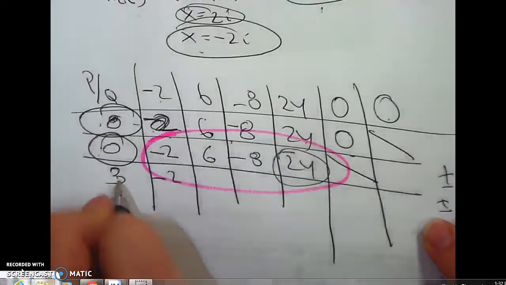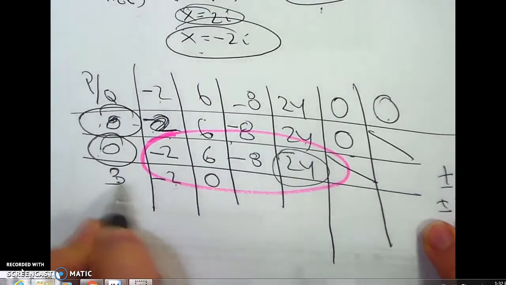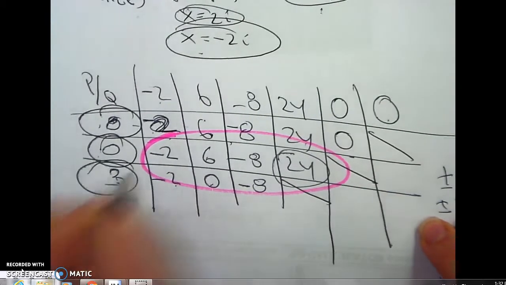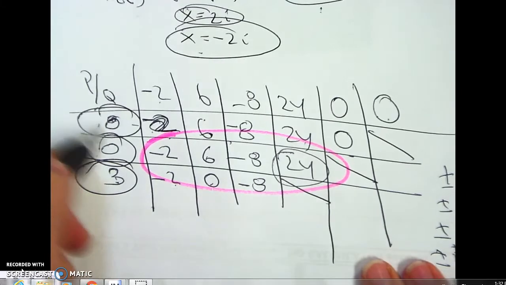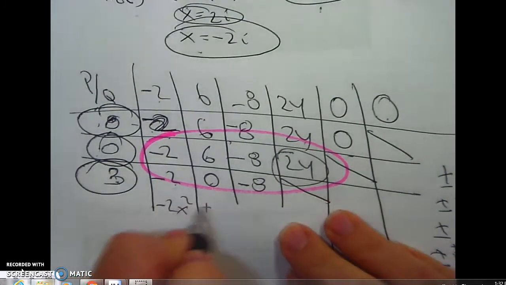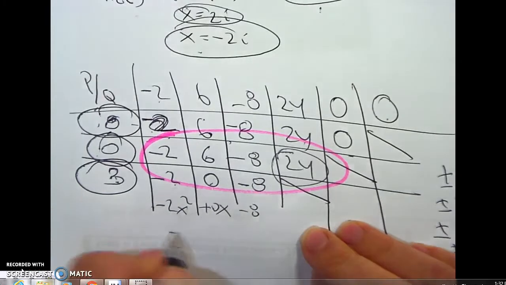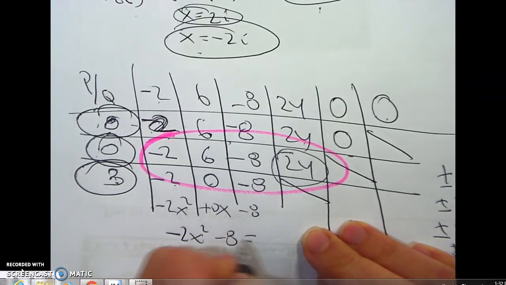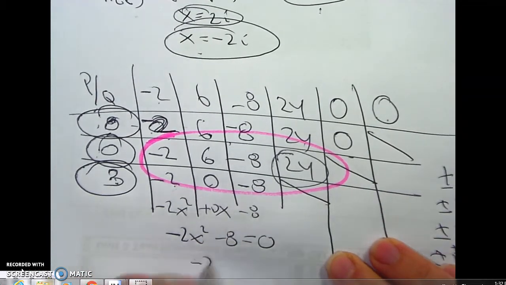Bring down the negative 2. 3 times negative 2 plus this. 3 times this plus this. Boom. There you go. I got 3 of them. It's to the 5th power, so I have 2 left. Negative 2x squared plus 0x minus 8 is negative 2x squared minus 8 equals 0. Add 8.